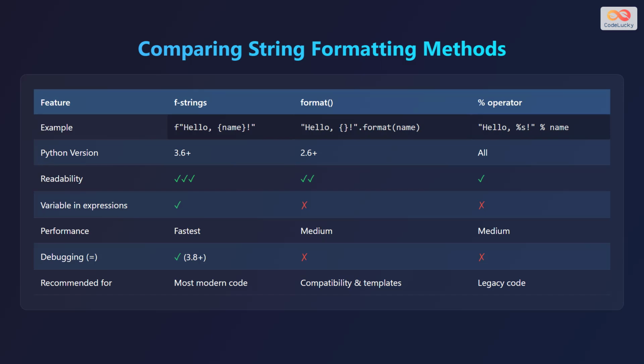The ability to use variables and expressions is exclusive to f-strings. Performance-wise, f-strings are typically the fastest, while the .format method and the % operator offer medium performance. Debugging is enhanced with f-strings in Python 3.8 and later, which allow you to display variable names and values directly within the string. In terms of recommendations, f-strings are best suited for most modern code. The .format method is useful for compatibility and templates, and the % operator is primarily for legacy code.